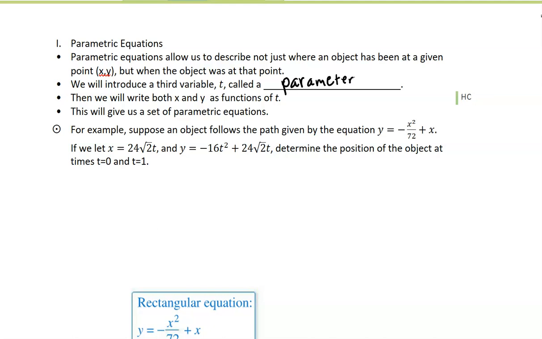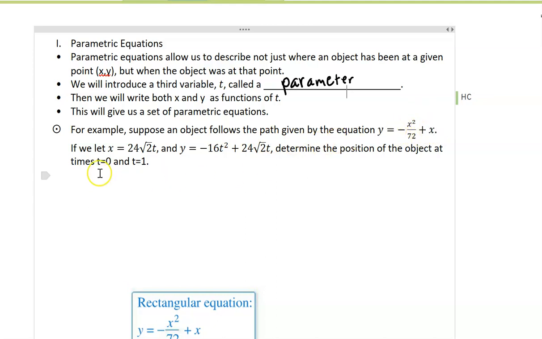And then we will write both x and y as functions of t, and this will give us a set of parametric equations for a given curve. So for example, it says suppose an object follows the path given by the equation y equals negative x squared over 72 plus x. If we let x equal 24 times the square root of 2t, and let y equal negative 16t squared plus 24 times the square root of 2t, we're going to determine the position of the object at times t equals 0 and t equals 1.